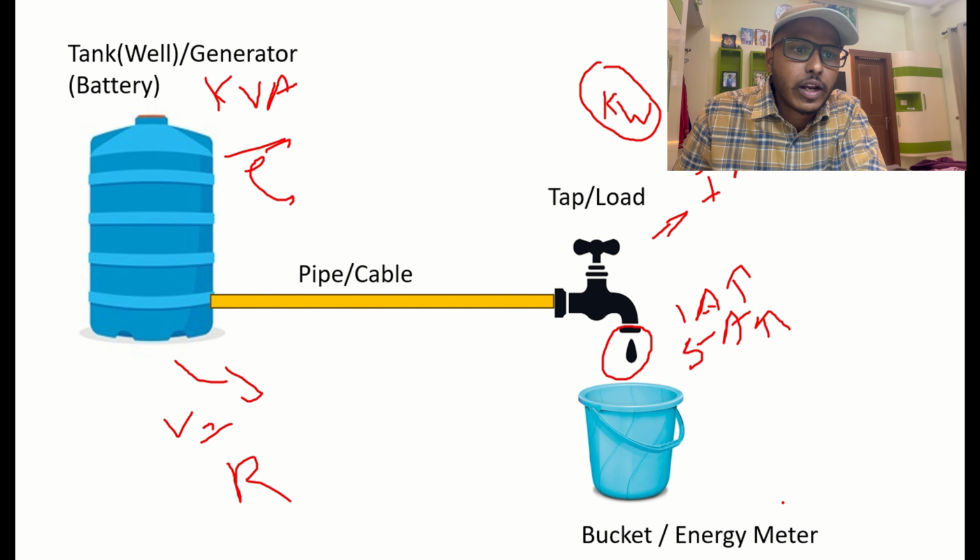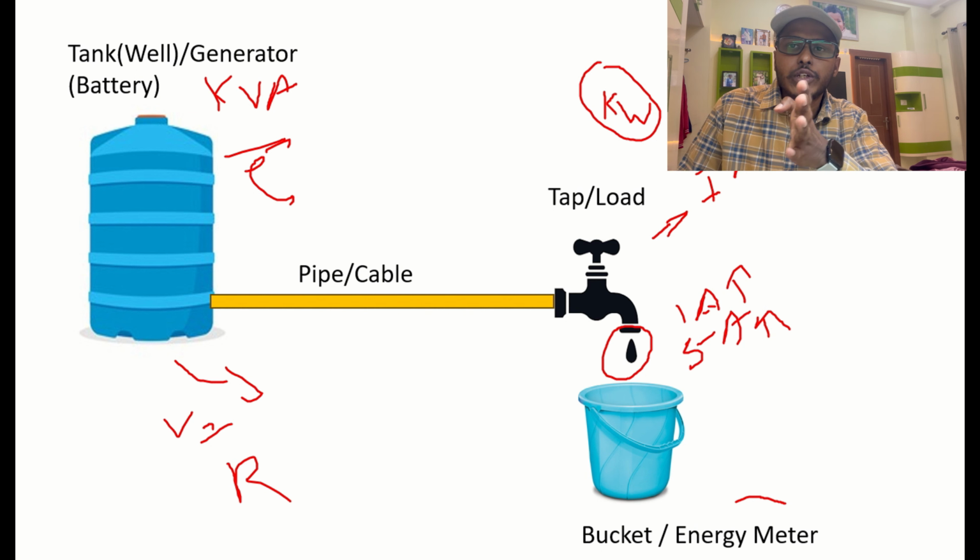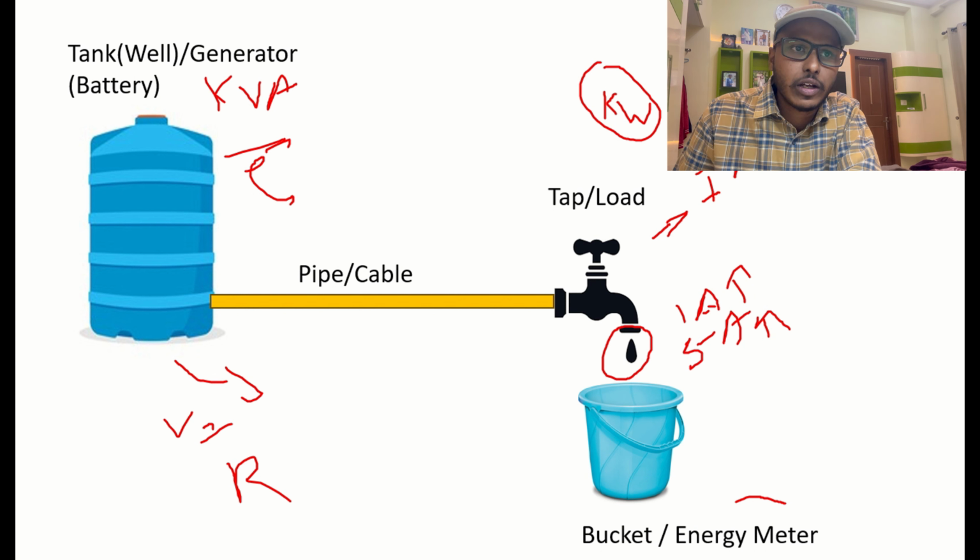Then I have a bucket of energy meter. So right now we have understood what voltage, potential difference is. At the end of this video I will be going through all these points once again. Then we have resistance, we understood. Then we have load. Now we have current.